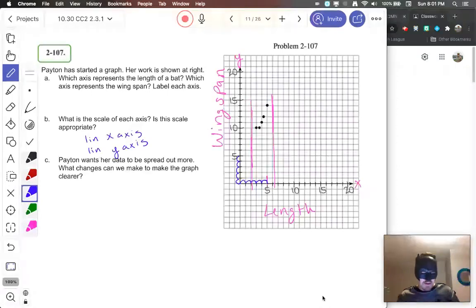All right. Now, Peyton wants her data to be spread out more. Notice everything is kind of really clumped together in the middle of that graph. She wants to spread it out. So I want you to reflect. What kind of changes can you make to make the graph clearer?